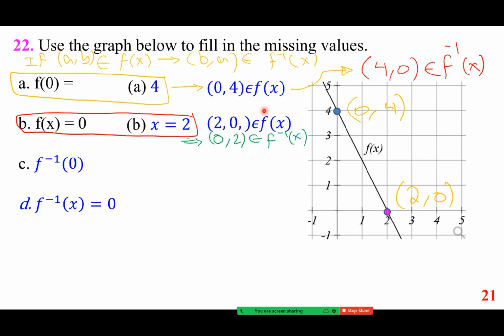So this means that, this means that. We want f inverse of 0, we want this pair. The answer must be 2. f inverse of x equals 0, that means the y is 0. The y is 0. What is x? 4.